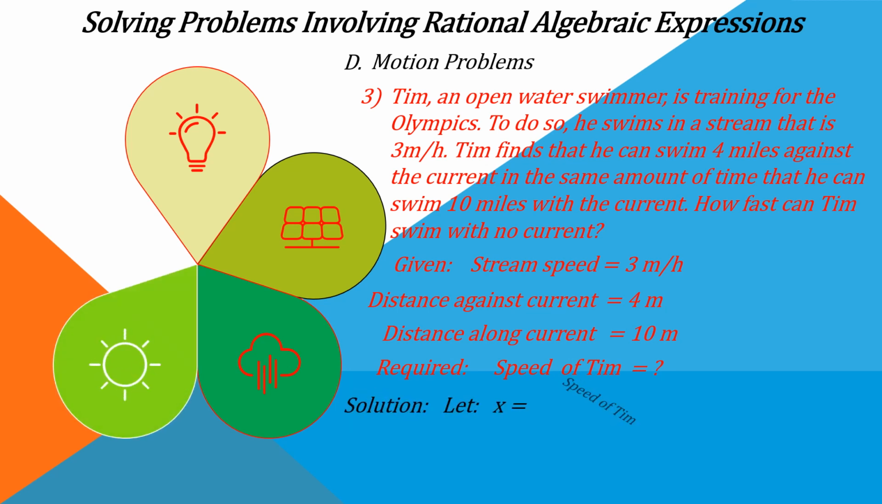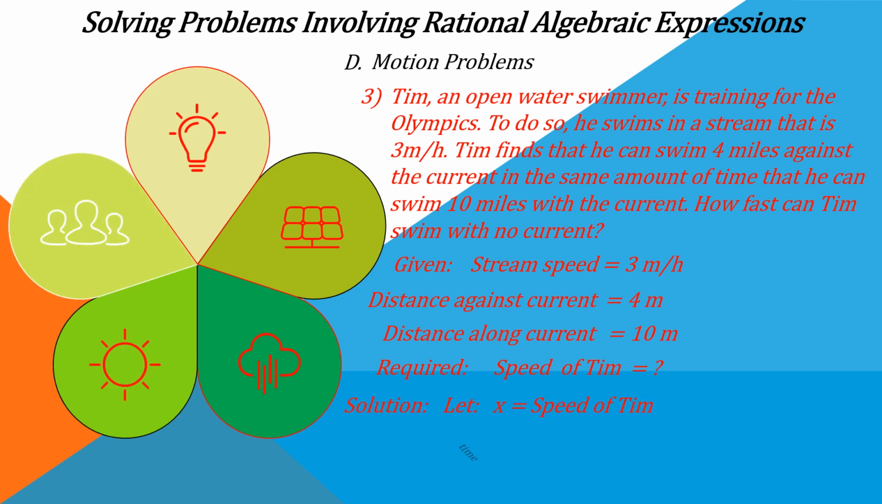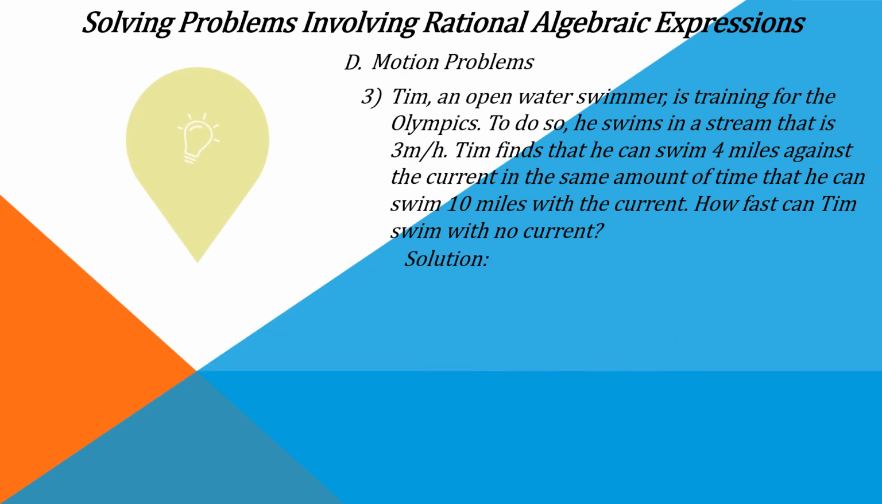Solution. Let x be the speed of Tim, and time is equal to distance over speed, so 4 over x minus 3 is equal to 10 over x plus 3. In this time, because 4 miles is the distance traveled against the current, so x minus 3. And the same amount of time he can use in 10 meters with the current, or simply x plus 3. In this case, we just rewrite first the equation. 4 over x minus 3 is equal to 10 over x plus 3.